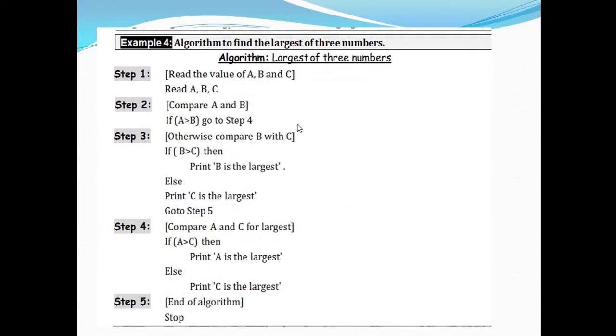And next we see another algorithm to find the largest of three numbers. This algorithm explains finding the largest of three numbers. Among the three numbers, we are going to find the largest number. So this is the name of the algorithm. These are the step numbers. These are the explanatory comments, and this is the end of the algorithm. Stop represents the end of the algorithm.